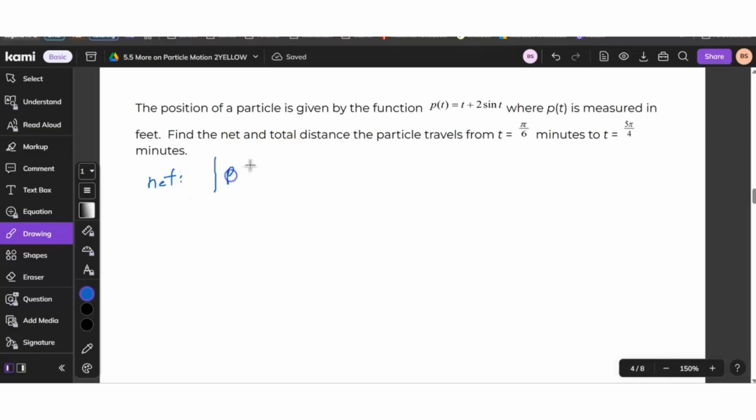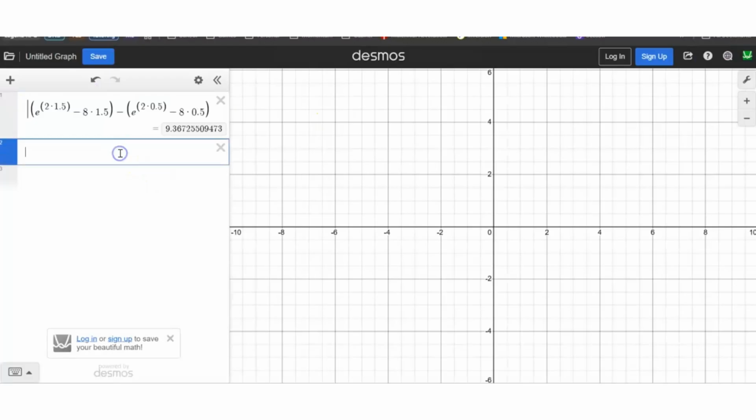P of 5 pi over 4 minus P of pi over 6. Do you guys need me to put that in the calculator, or do you know how to do that? You can put it in the calculator. All right, fine, we'll put it in the calculator.